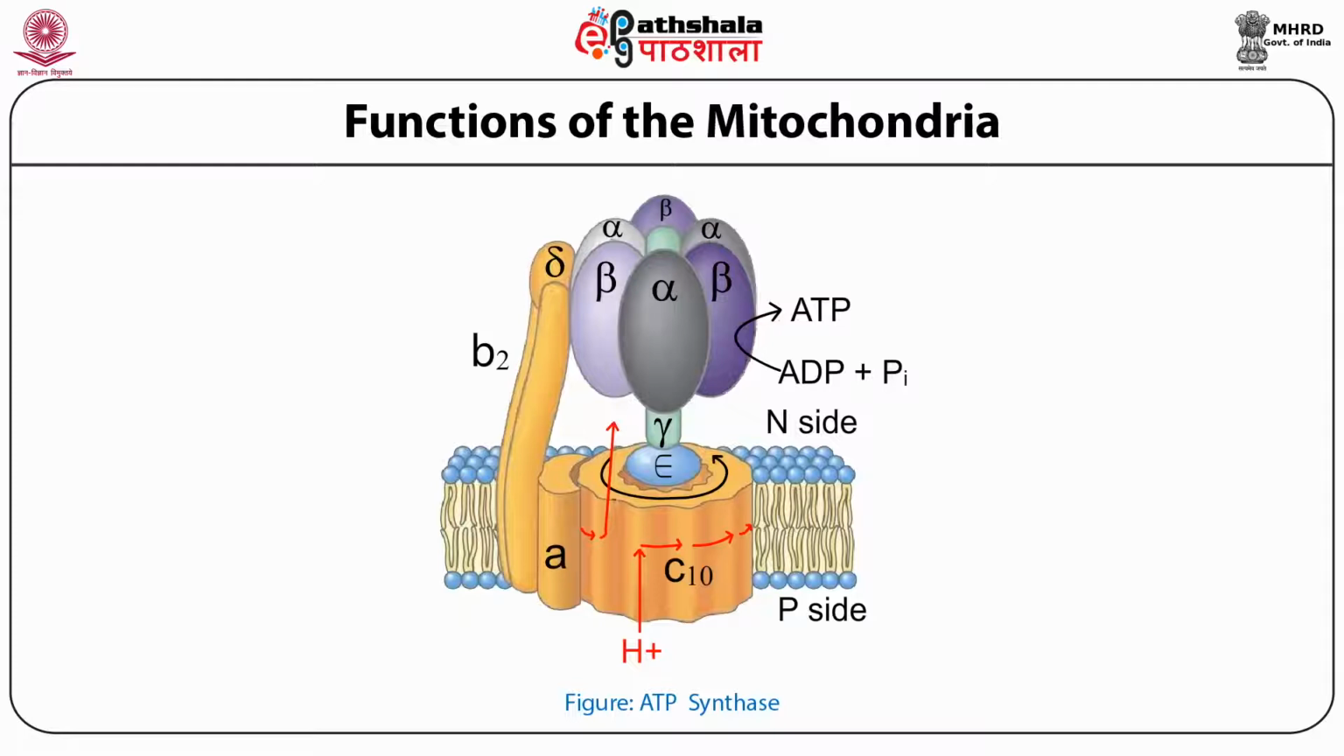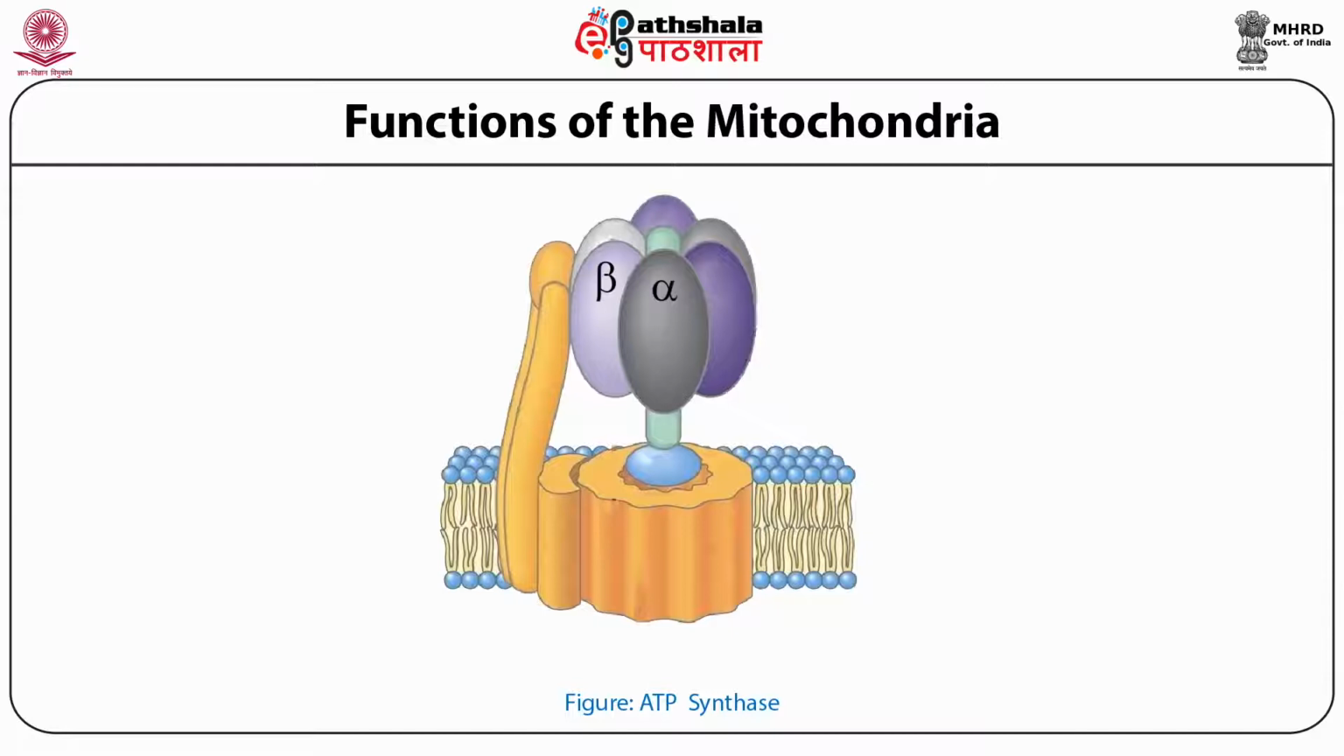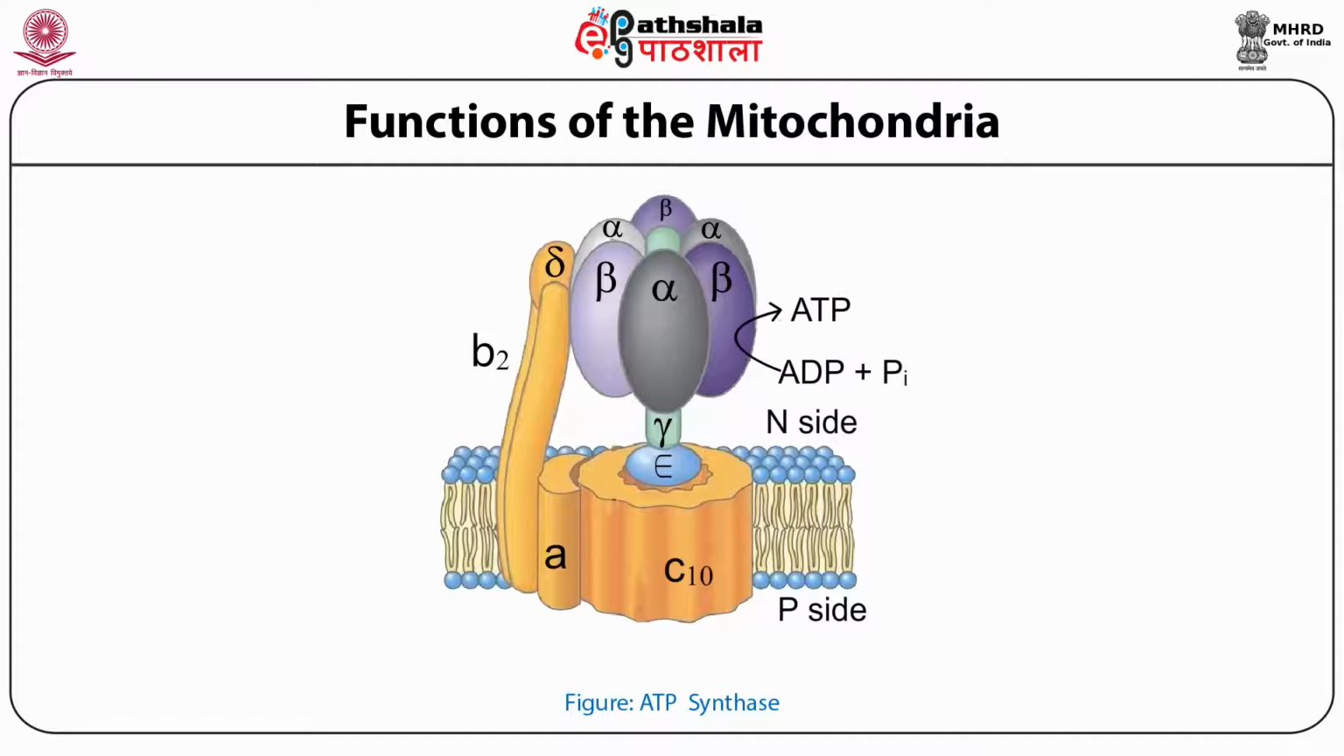It has two distinct components, F1, which is a peripheral protein, and F0. The naught or O denotes oligomycin sensitivity. So, the F0 or FO spans the membrane.